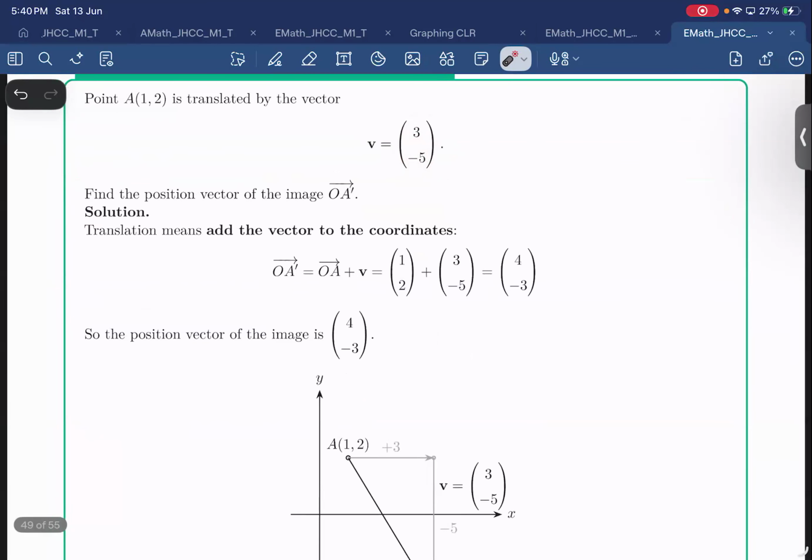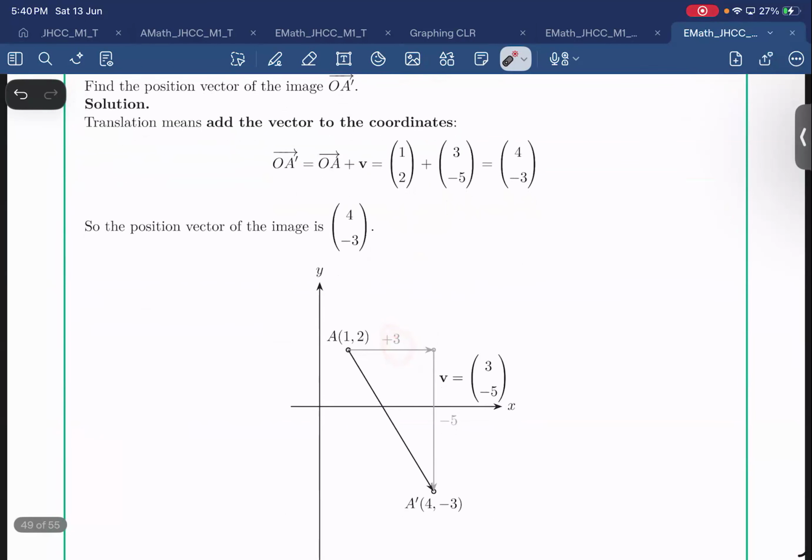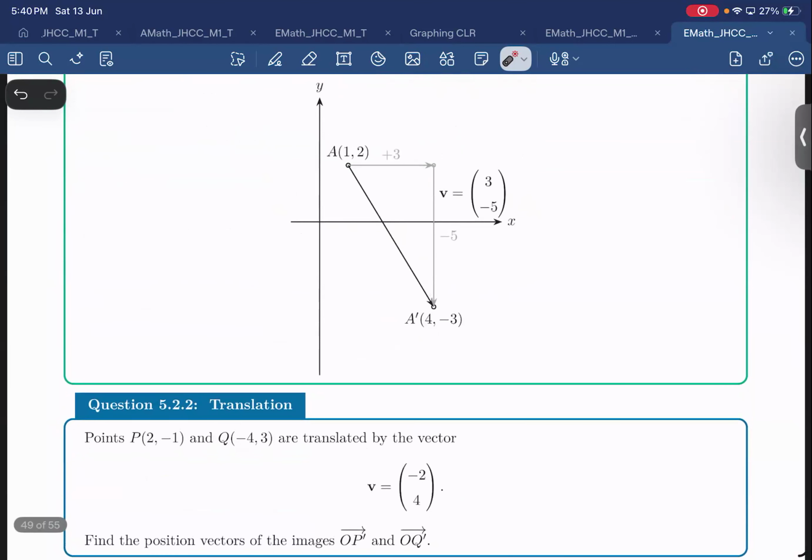So you can imagine the point (1, 2), then this vector (3, -5). The 3 means it goes 3 units in the positive x direction, rightwards, and then you're going 5 units in the negative y direction. And the new point is (4, -3). Any questions about this? Then you can calculate 5.2.2. Very simple as well.